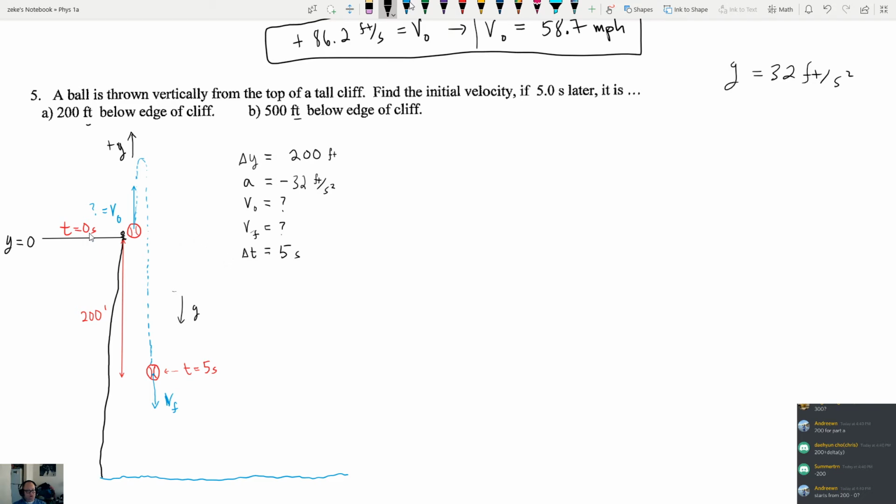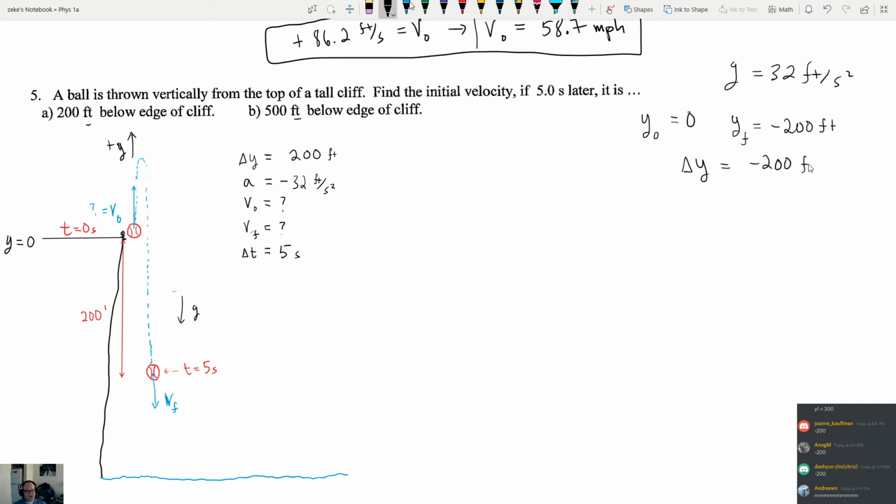It starts from 0 and it goes to 200, right? So your y initial, what is y initial equal to? 0. And what's y final equal to? 200. No. If up is positive, then y final has to be negative 200, which means delta y is negative 200.